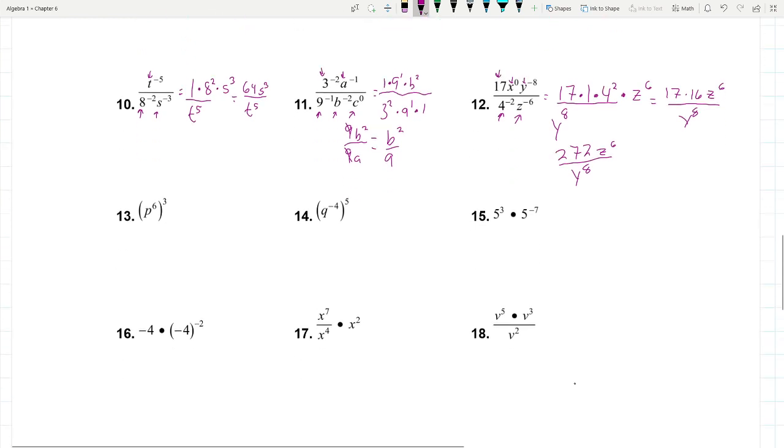Alright. Number 13, we're using that product property. So p to the 6th to the 3rd power is the same as p to the 6 times 3, which is p to the 18th. Number 14, this is the same as q to the negative 4 times 5, which is q to the negative 20th. And we're specifically told that we need to have positive exponents, so I need to put this on the other side of the fraction bar, so q to the 20th.